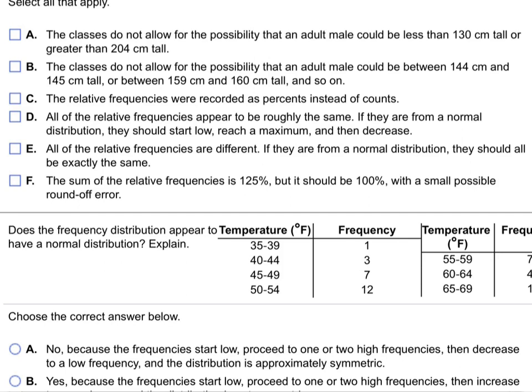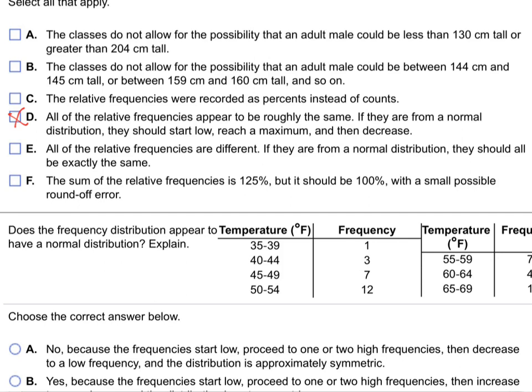They're pretty close. If they are from a normal distribution, they should start low, reach a max, then decrease. Yeah, D's looking good. Now I'll read on, because I messed up before. But D's sure looking good, right? Let's read on. All the relative frequencies are different. Well, yeah, they should be. If they are from a normal distribution, they should all be the same? No. No, it's a bell curve. It's not a level curve. They're not all the same.